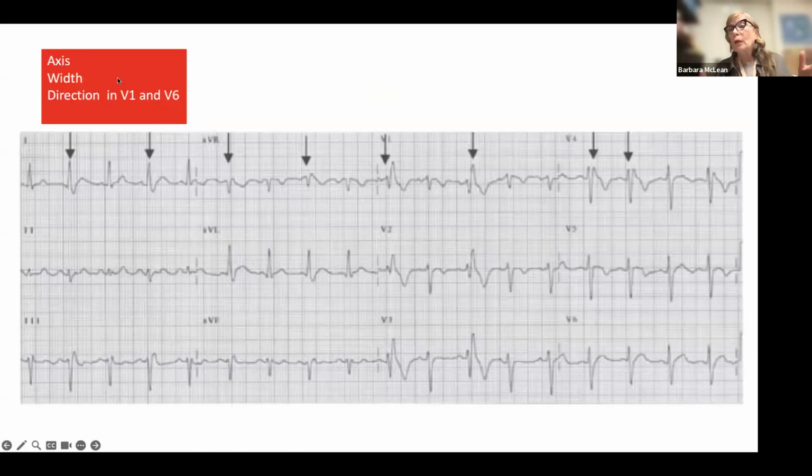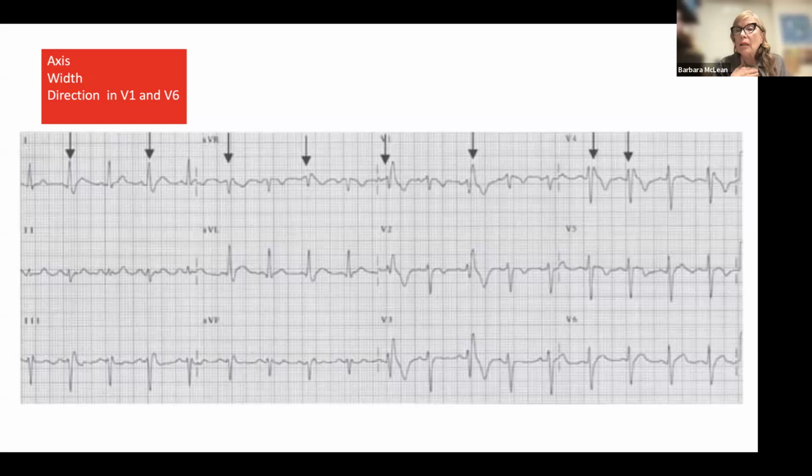So 3 questions, and really 4 questions, okay? Axis, width, direction in V1 and V6, and ST-T wave changes in leads that are looking at bundle branch block. So primarily, I'm going to look at my axis. I'm upright in 1, and in AVF, I am primarily downwards. That's a left axis deviation. It's upright in 1 and downwards in F. Already, I know it's a left axis deviation. And then I'm going to look at the width of the QRS.